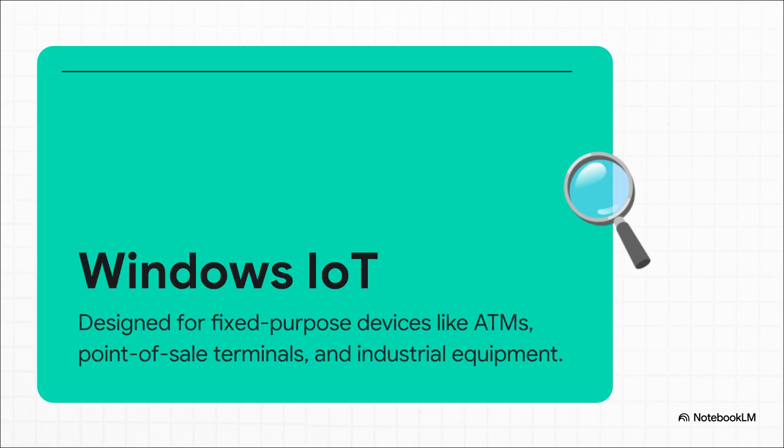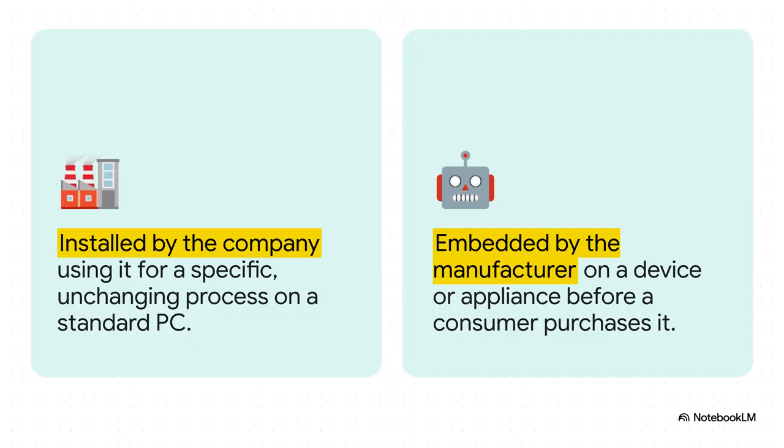Then you've got Windows IoT. Now, this version is designed to just run quietly in the background on devices that only do one thing. And what's wild is, you've probably used it 100 times and never even knew it. Think about the ATM you used this morning, or the self-checkout at the grocery store, or even those big digital signs at the airport. Yep, that's often Windows IoT. Now, they might sound kind of similar, but there is a really key difference here. It's all about who installs it. A company's IT department is going to install LTSC on a PC they already own. But with IoT, the manufacturer puts it on the device before it even leaves the factory. It's embedded right from the start.